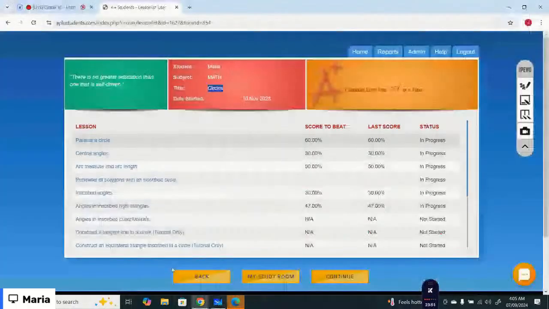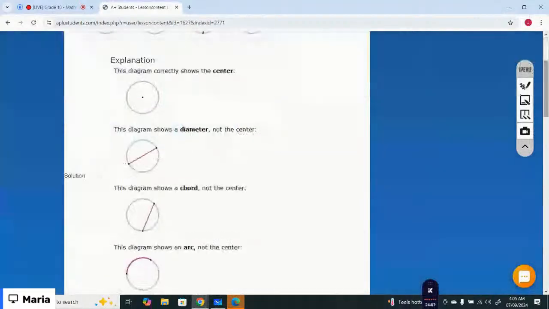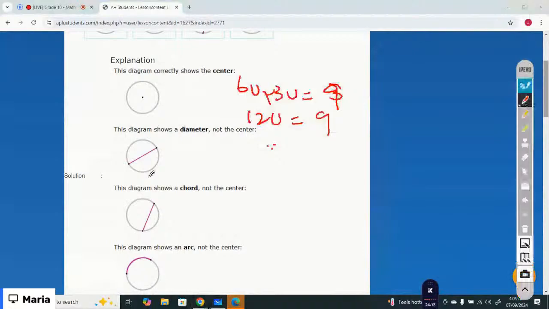Okay, so let's just start with each lesson. Let's start with the first one, that is parts of a circle. Which figure shows the center? So this diagram correctly shows the center. This is the center of this, right? Then you have this one. This diagram shows diameter, not the center, right?